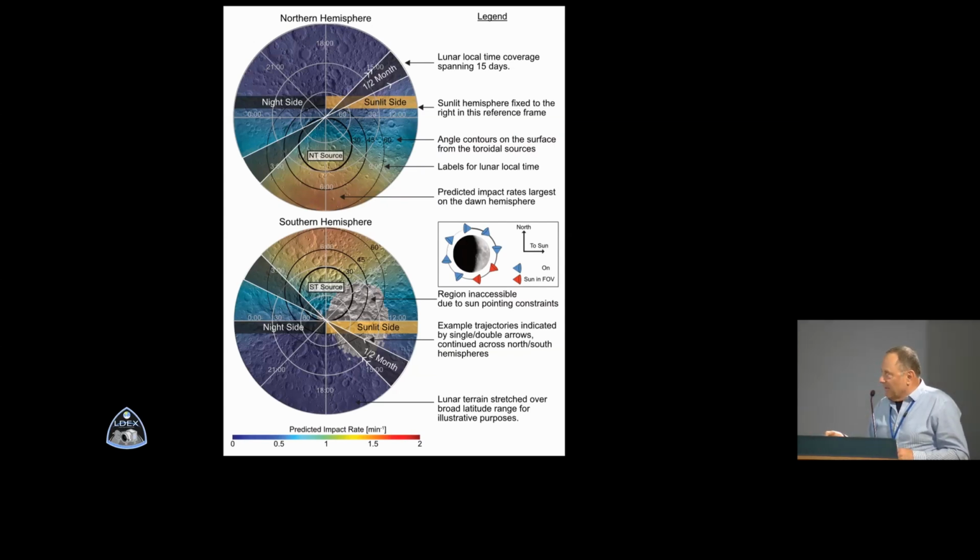Of course, there too, we have some concern. It's difficult to map the entire surface because our instrument cannot ever look into the sun, that would saturate our signals.